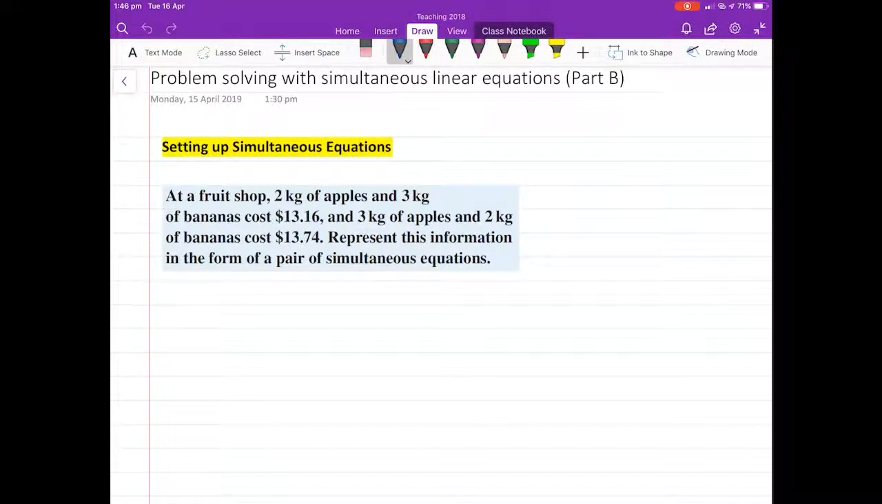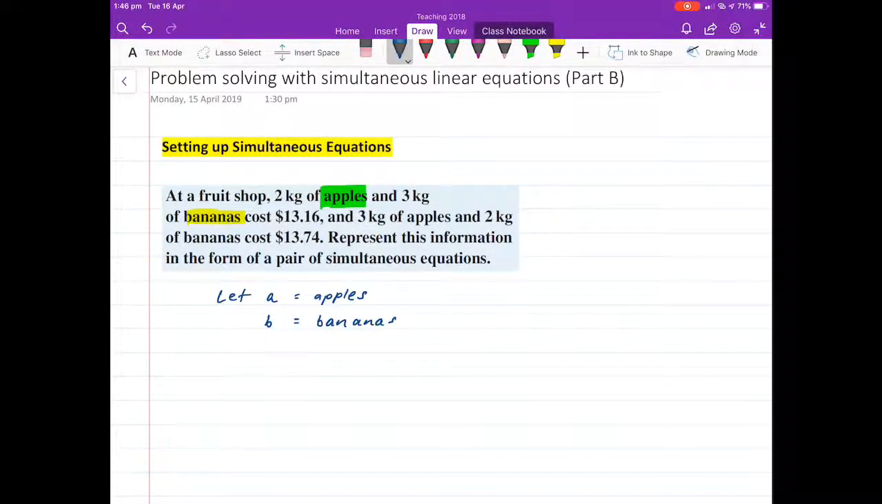First thing we're going to identify are the two variables. I can see apples and bananas here pretty easily, as I'm sure you can. So we're going to let A equal apples and B equal bananas. You can call it X and Y if you like. It's just easier if A is for apple, B for banana.